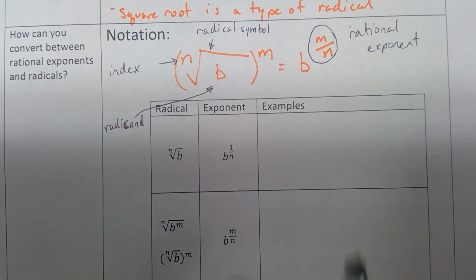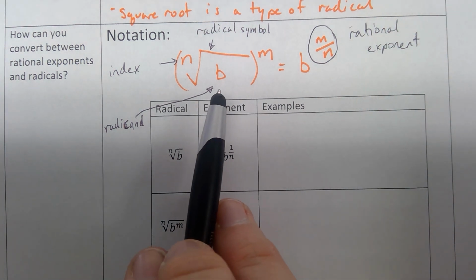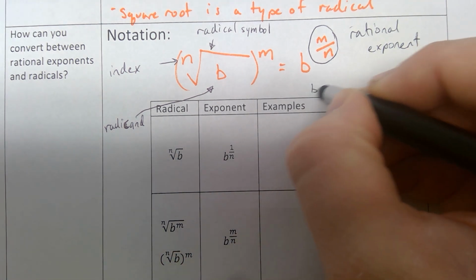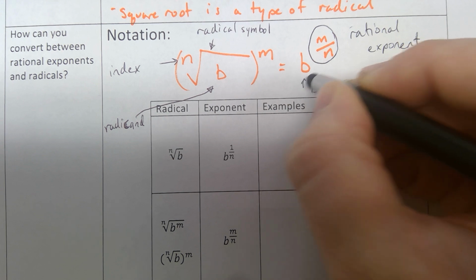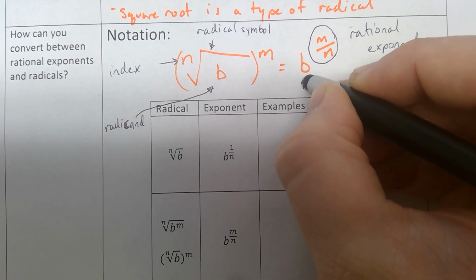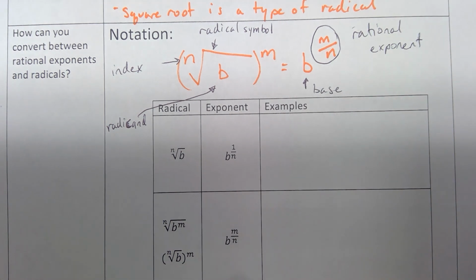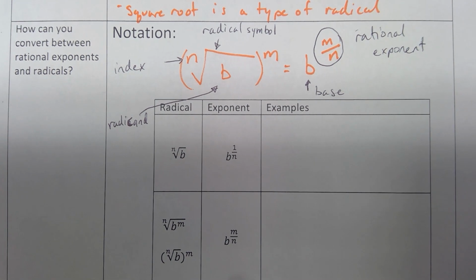Okay, now we're looking for patterns here. The radicand and the base are the same. Okay, the index and the denominator of my rational exponent are the same. Okay, and we'll see that a bit in our examples here below.